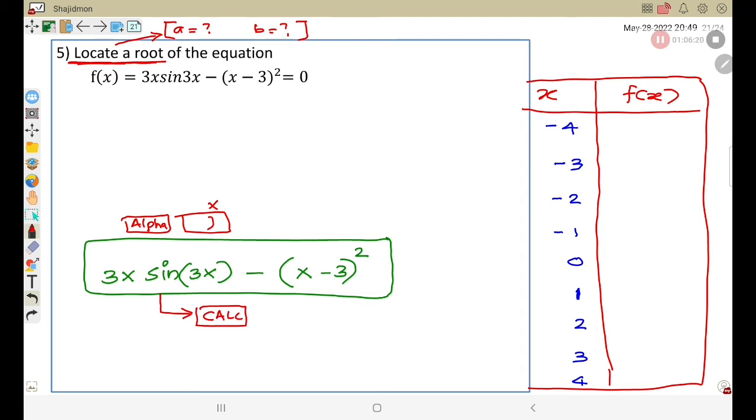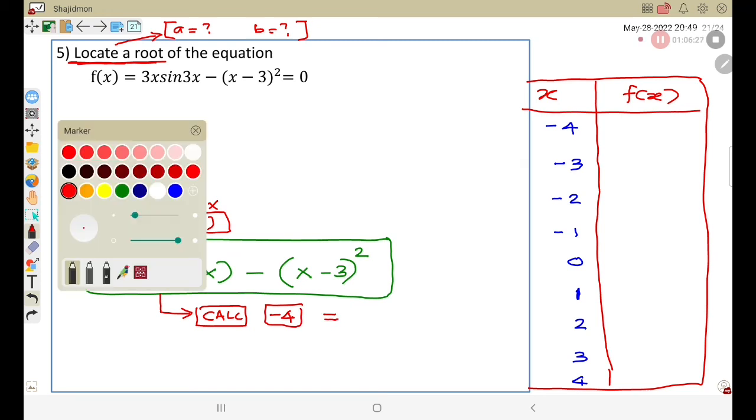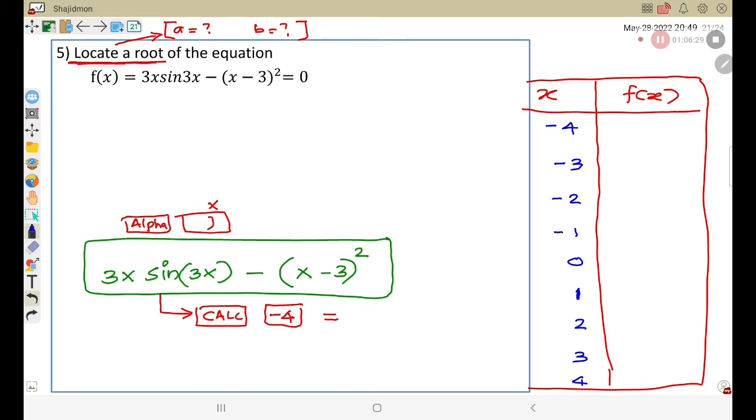enter the first number, minus 4, press equal to, and check the sign only, positive or negative. You will get a negative, correct? Now again press the calc button, this is the use of calc, press minus 3, then press equal to, and check the sign. You will get a negative, correct?